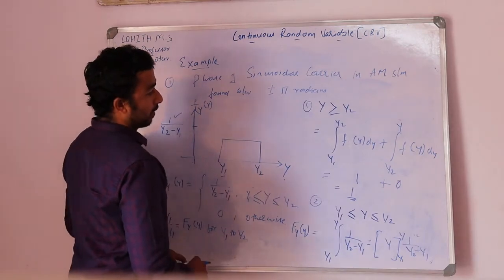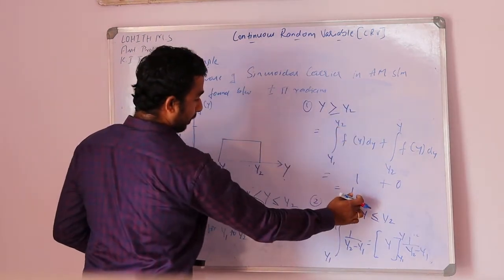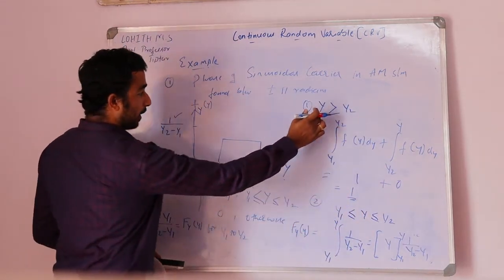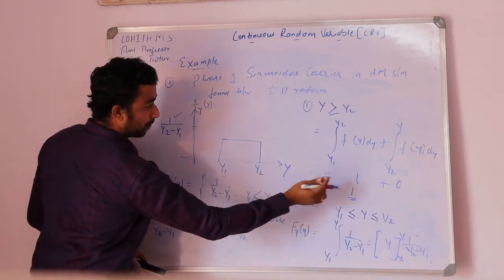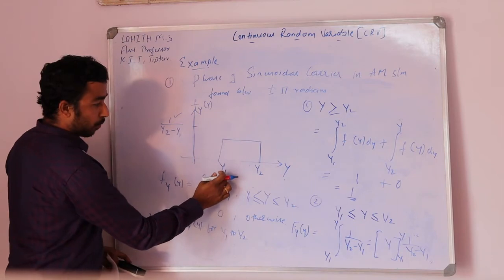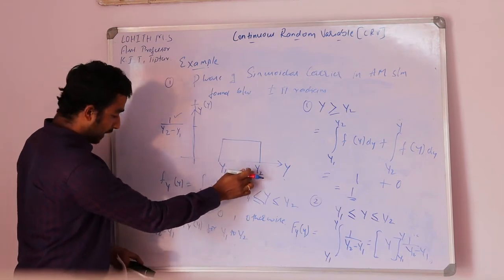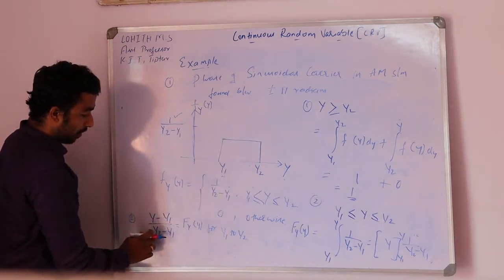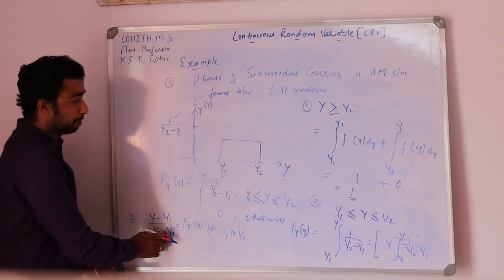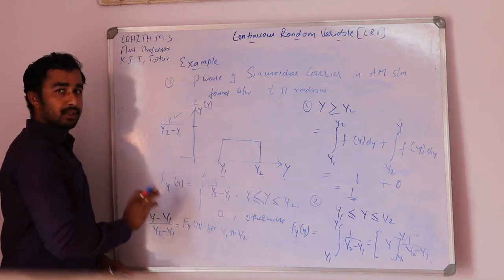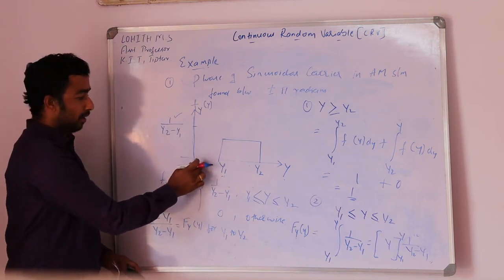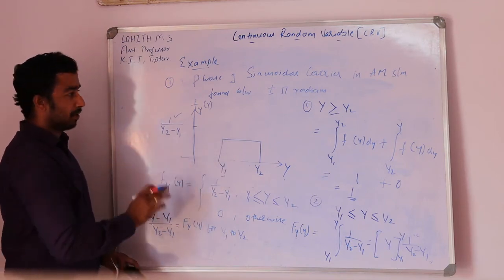For y greater than y2, it is 1. For y1 to y2, it is y minus y1 divided by y2 minus y1. For y less than y1, it will be 0, as the PDF is 0 here.